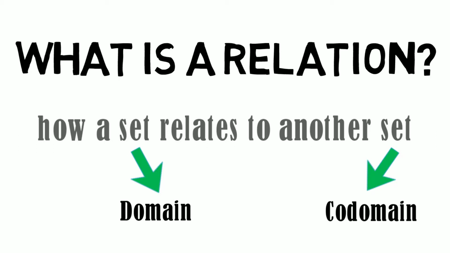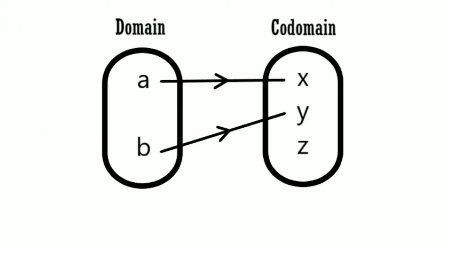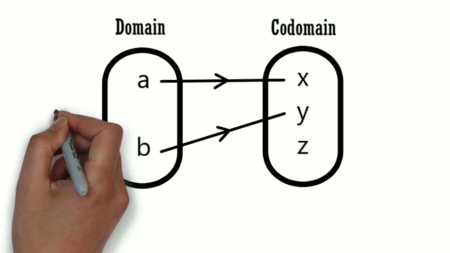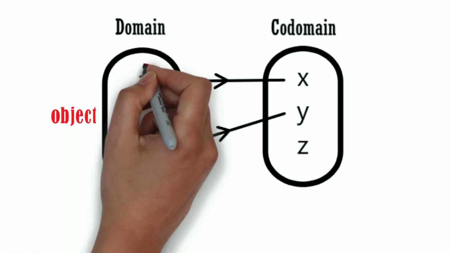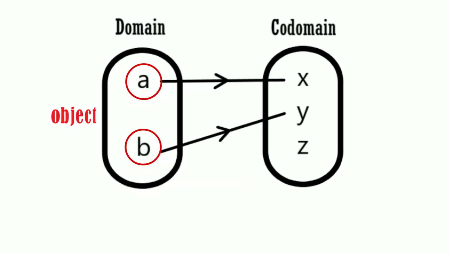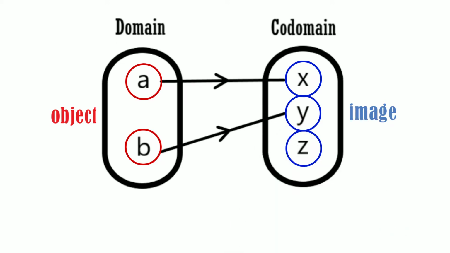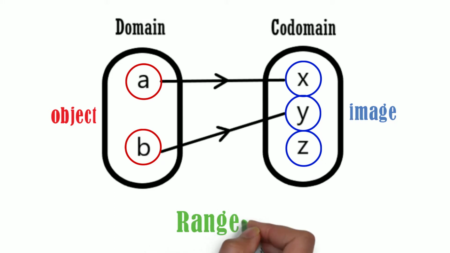But what is a domain and a codomain? From the image shown, a domain is the set which contains numbers called objects. A codomain, on the other hand, is the set which contains numbers called the images. The range of a relation is defined by the images which are related to the objects. In this case, the range is x and y.